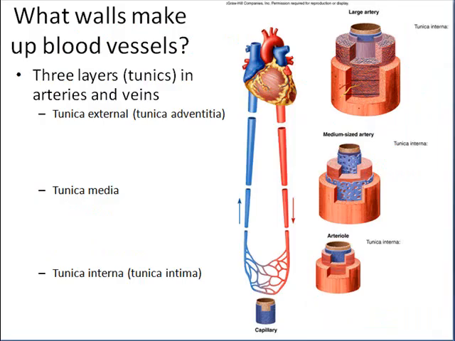So there are, anatomically speaking, three different distinct regions of any blood vessel. It doesn't matter whether it's an artery or a vein. There are three distinct regions, layers, walls, tunics, whichever you want to call them. Starting from the outside and working our way in, there is the tunica externa. Some older textbooks will call this the tunica adventitia. This is the outermost layer, and it's composed principally of connective tissue, areolar connective tissue.